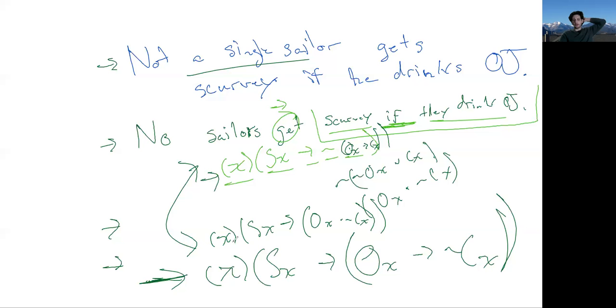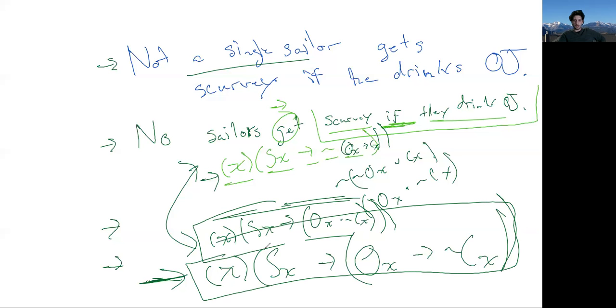Right, so it's saying, for everybody out there, if you're a sailor, then you drink OJ and you don't have scurvy. So this is saying all sailors are OJ drinkers and don't have scurvy. And so this sentence is too strong for what we want to say. This sentence, on the other hand, is actually what we're getting at.